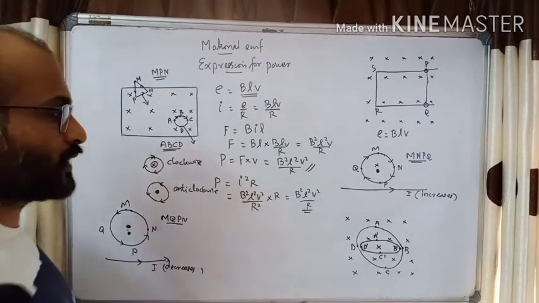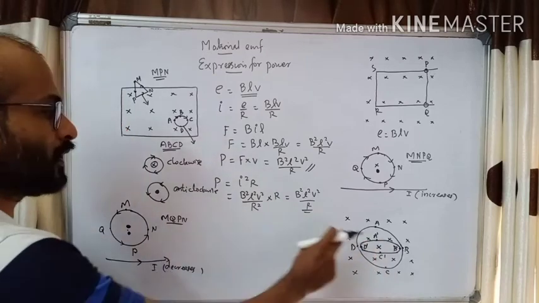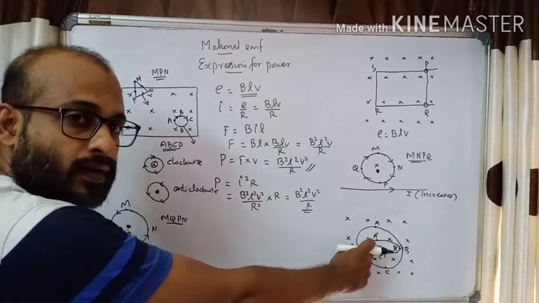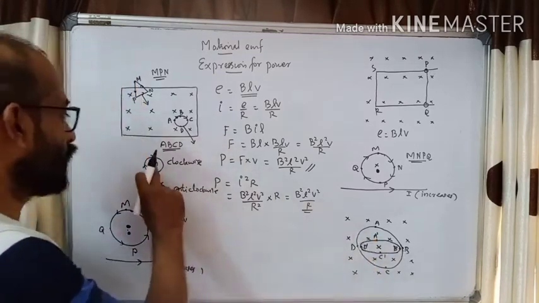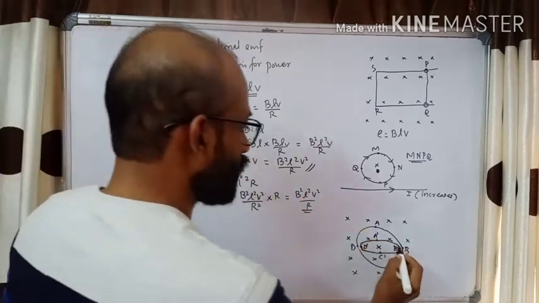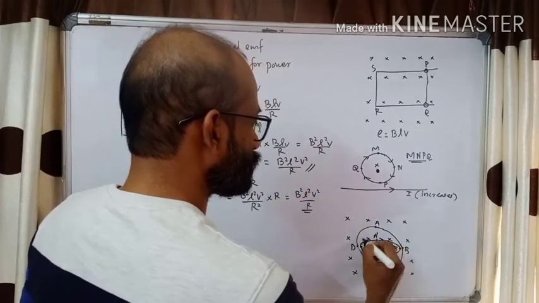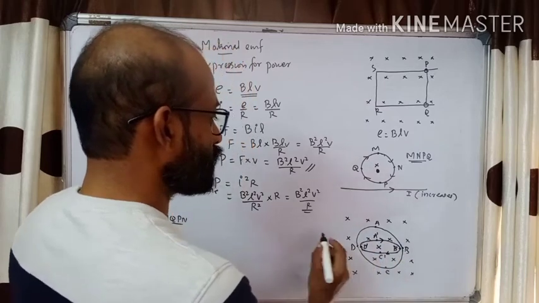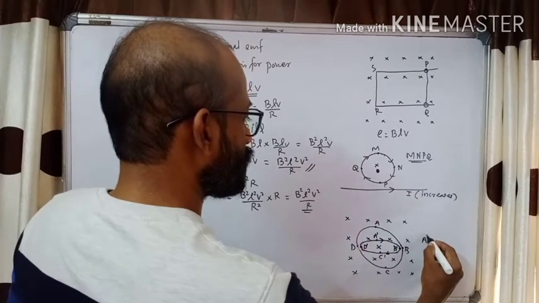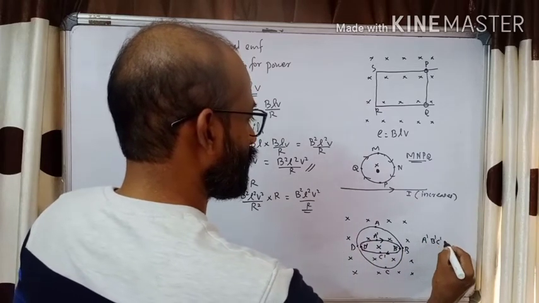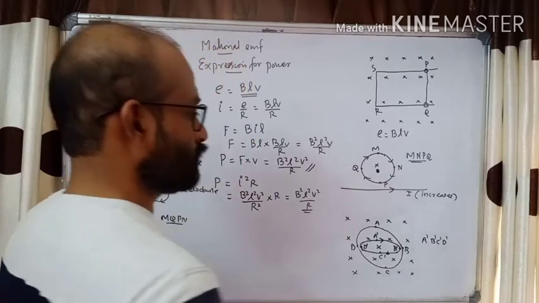Now, how can you say it? Since it is decreasing, the current will produce a magnetic field in the inward direction. See, into. For inward, we need current in clockwise direction. See, this is the clockwise direction. I can say current flows like this: A dash, B dash, C dash, and D dash.